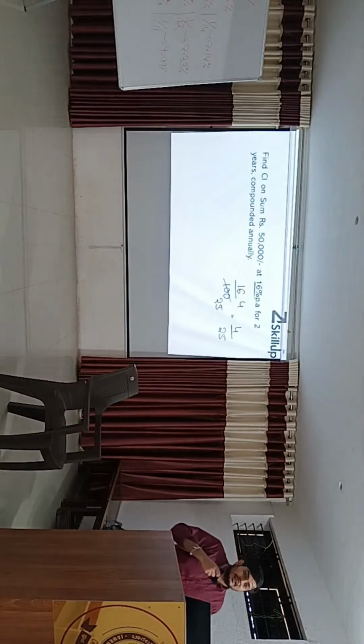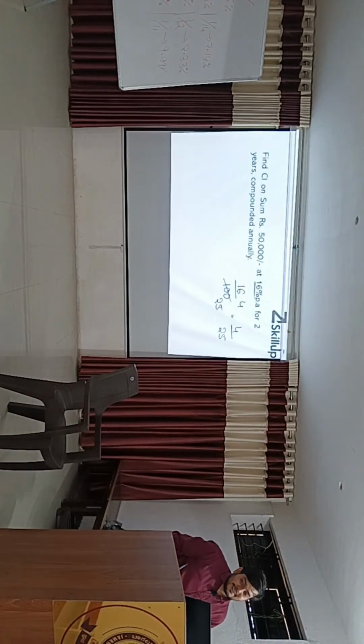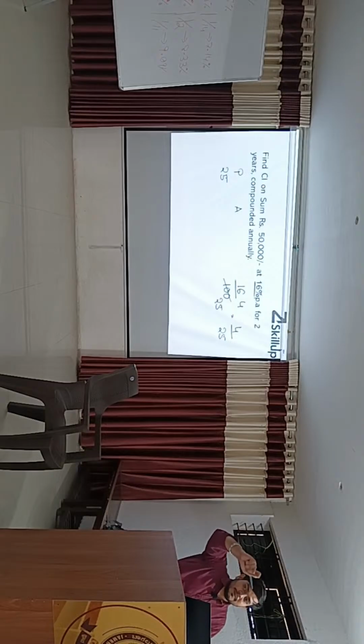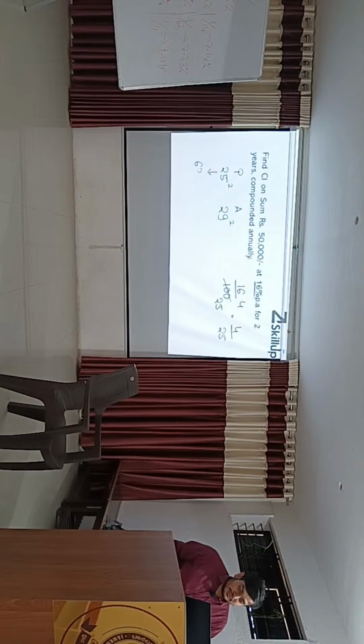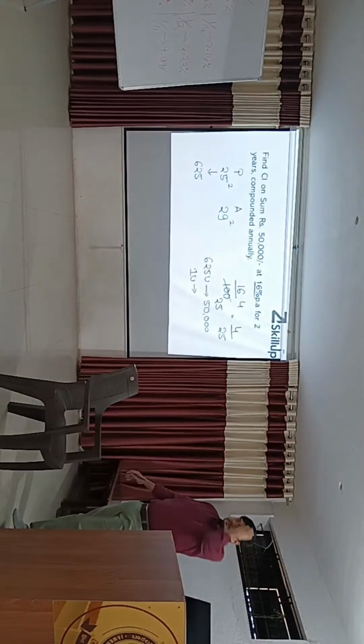What I need is the compound interest rate. Principal amount is 25, total amount is 25 plus 4, that is 29. Square: 25 square is 625. That 625 is nothing but 625 units, which is another 50,000. So find out 1 unit.